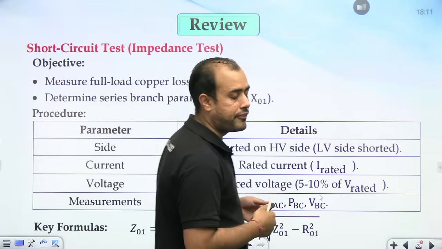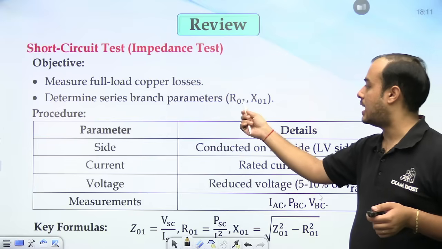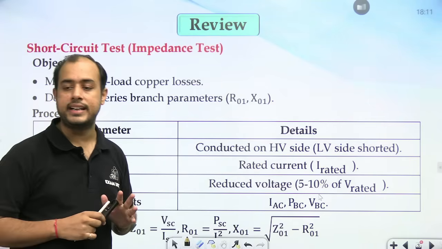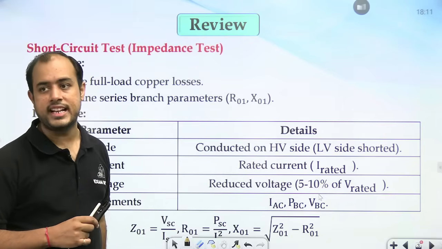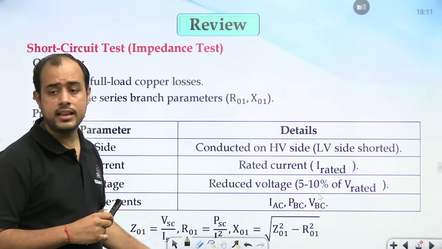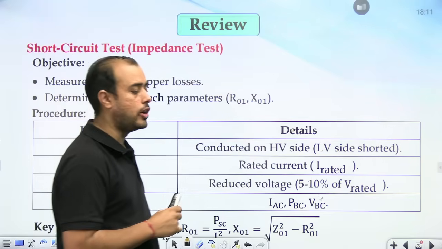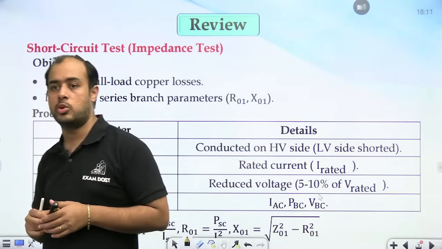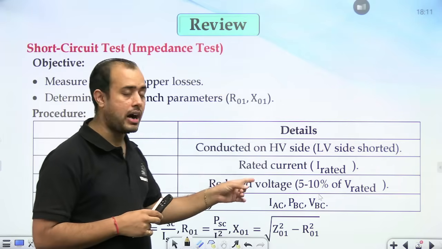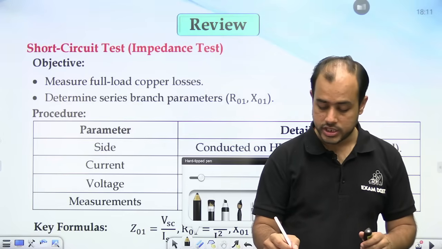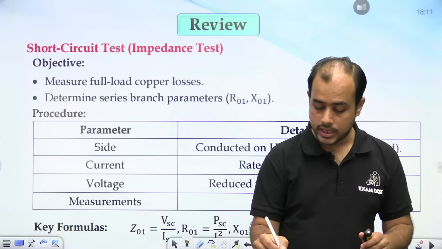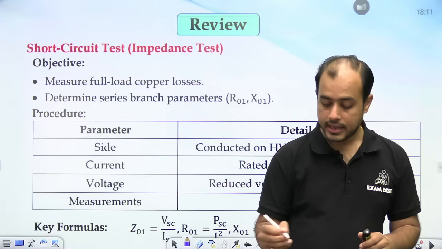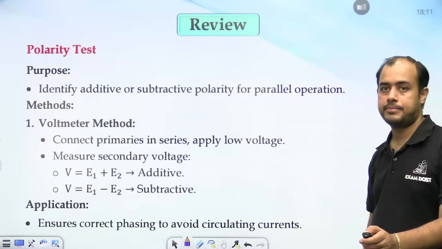Short circuit test measures the full load copper loss and the series branch parameters R01 and X01. It is conducted on the HV side because the rated current of the HV side is smaller. This is conducted at rated current, but the voltage is only 5 to 10% of rated. I explained this too. Why is the voltage very small as compared to the rated voltage? It will measure the current, the power and the voltage. Now the impedance will be V by I, the resistance is power upon I squared, and then the reactance is under root Z squared minus R squared.